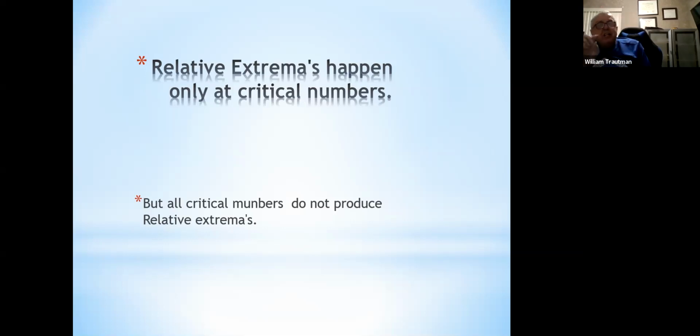However, there's a little star down here. All critical numbers that we find do not produce a relative extrema. So relative extremas only happen at critical numbers, but not all critical numbers produce relative extremas. It's kind of like, what? I'm sure you'll see an example in the homework like that. So just know a relative extrema happens when we find a critical number.